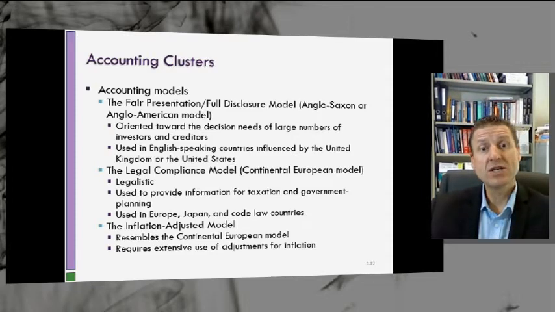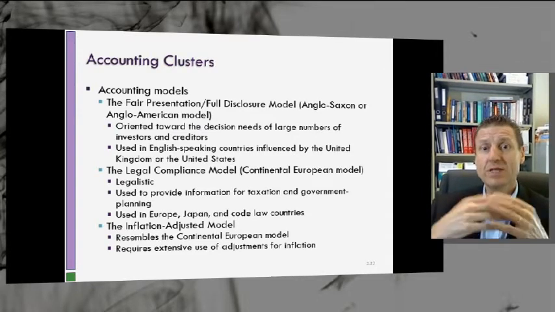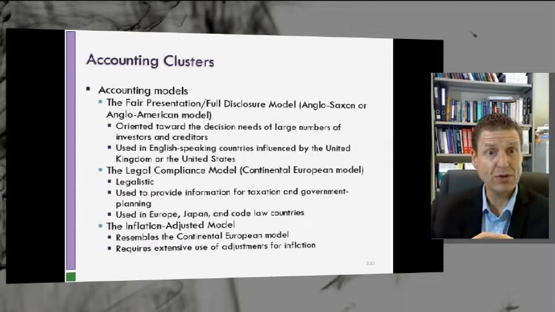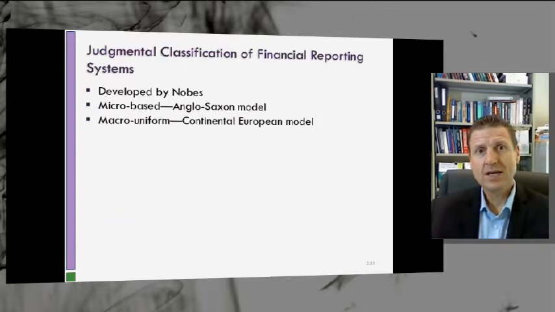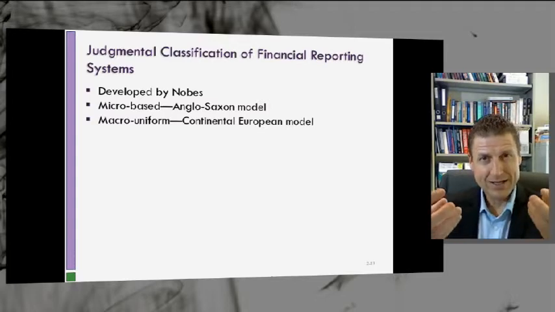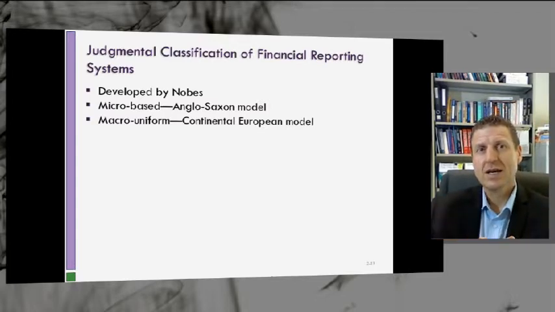Finally, we have an inflation adjusted model that resembles the continental European model and requires extensive use of adjustments for inflation. So, what have academics done to actually bring all this information into something that we can digest in little chunks? Well, there was one judgmental classification of financial reporting developed by Nobes, and Nobes called it the micro-based Anglo-Saxon model and the macro-uniform continental European model.